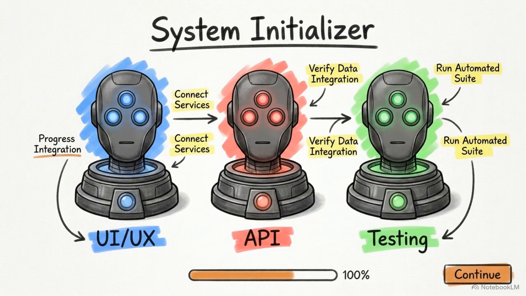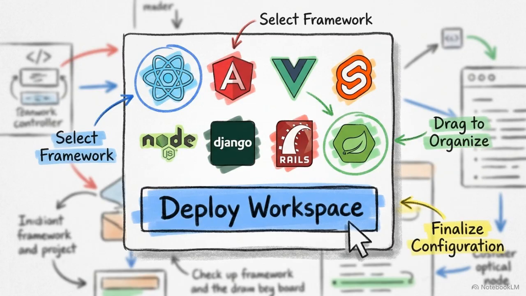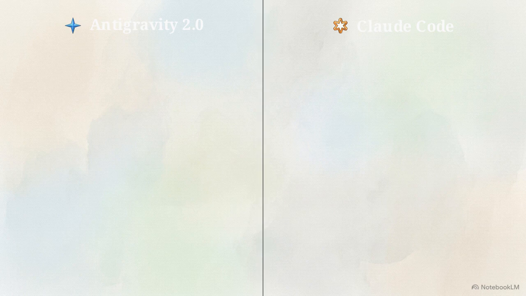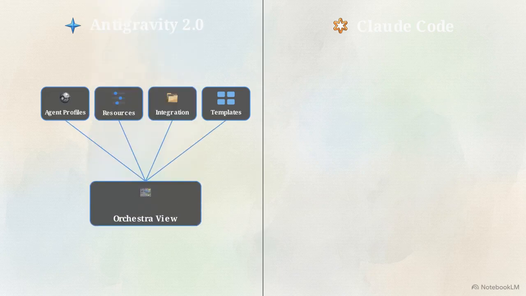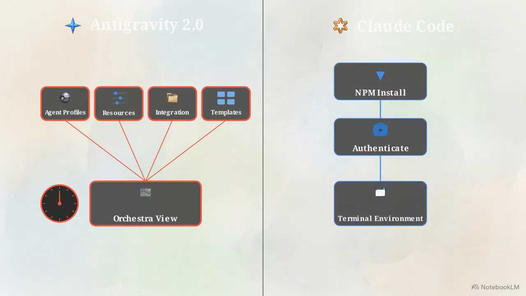With Antigravity 2.0, the initial configuration requires defining specialized agent roles, like front-end specialists and testing agents, and selecting your workspace templates before you begin. This side-by-side flowchart maps out the setup process. Antigravity requires a multi-step path to build its Orchestra view, a complex visual dashboard that tracks your entire AI team's progress. That creates a steep learning curve. You have to invest serious time configuring resources and linking repositories before a single line of code is written.